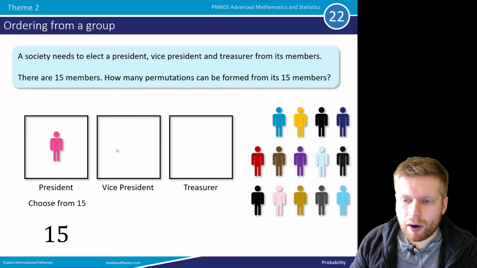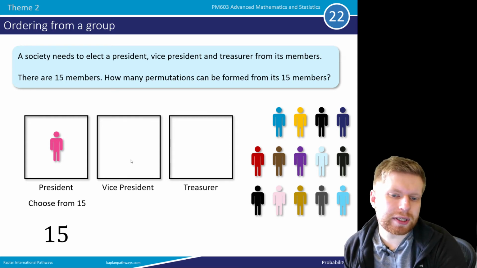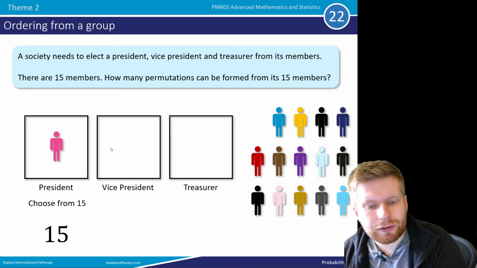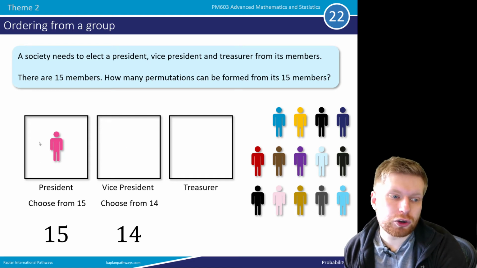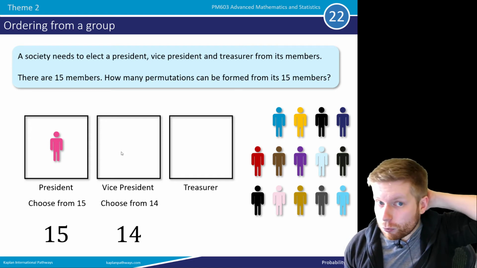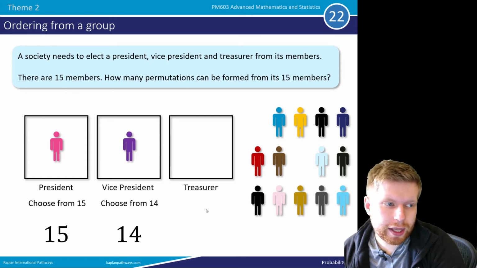Now let's have a look at the vice president's position. Okay, so this is the next position. How many different members are now left to choose from to go in the vice president's position? Well, are you happy? There's 14. Because one's already chosen to become president, which means there's 14 left to choose from to become vice president. So let's just choose someone to go in there.